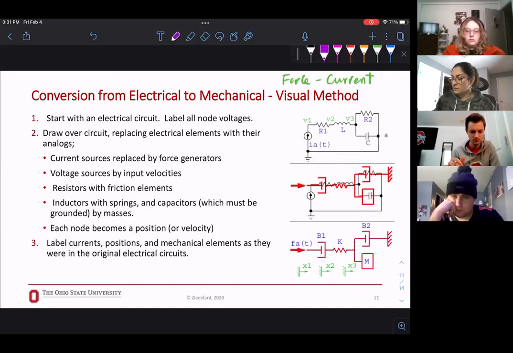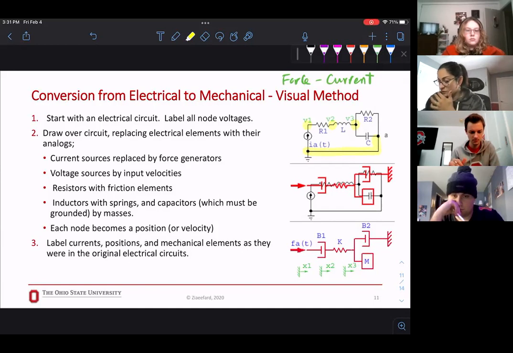So you start with the electrical circuit and label all node voltages. So this is node 1, node 2, node 3, name them V1, V2, V3, right? And this is your ground. So just know that you also have ground. The voltage for ground is 0, right? And if you have a voltage 0 and it's ground, in mechanical, they also have a ground that does have 0 displacement. So it's kind of the same thing.